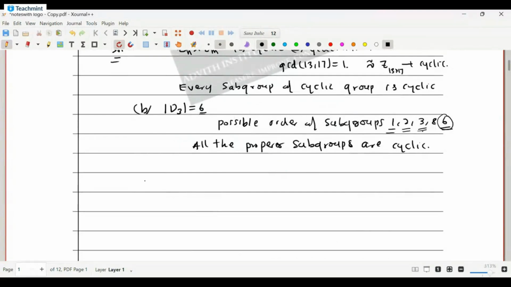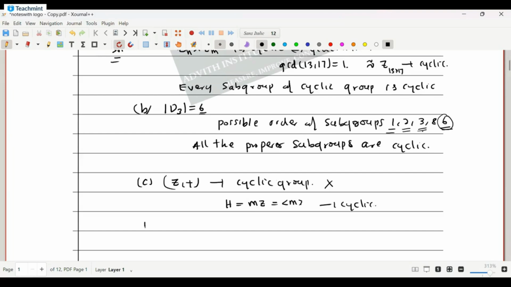What about option C? Z comma plus. This is an infinite cyclic group, sir, so this is also not true, because every subgroup of a cyclic group is cyclic. If H is any proper subgroup of Z, then H should be of the form mZ, which is generated by m. So it is cyclic.